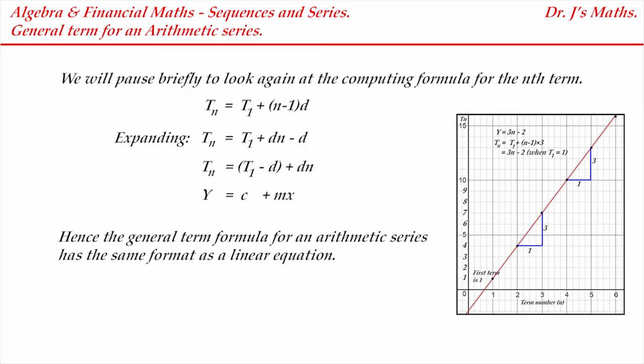So if I look at this line and I go from term 2 to term 3, my value of Tn increases by 3. If I go from term 4 to term 5, my term value increases by 3 again. In other words, my rise over run, my gradient for the line, is exactly the same as my common difference in my arithmetic series. So the gradient of a line is just the common difference of our series.